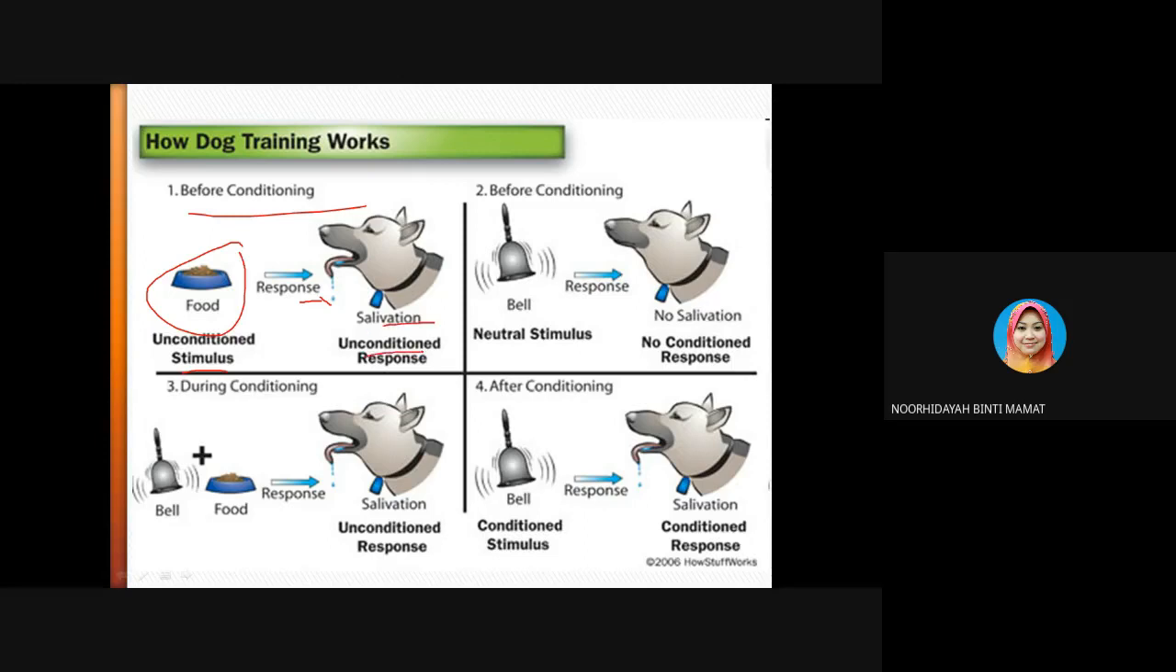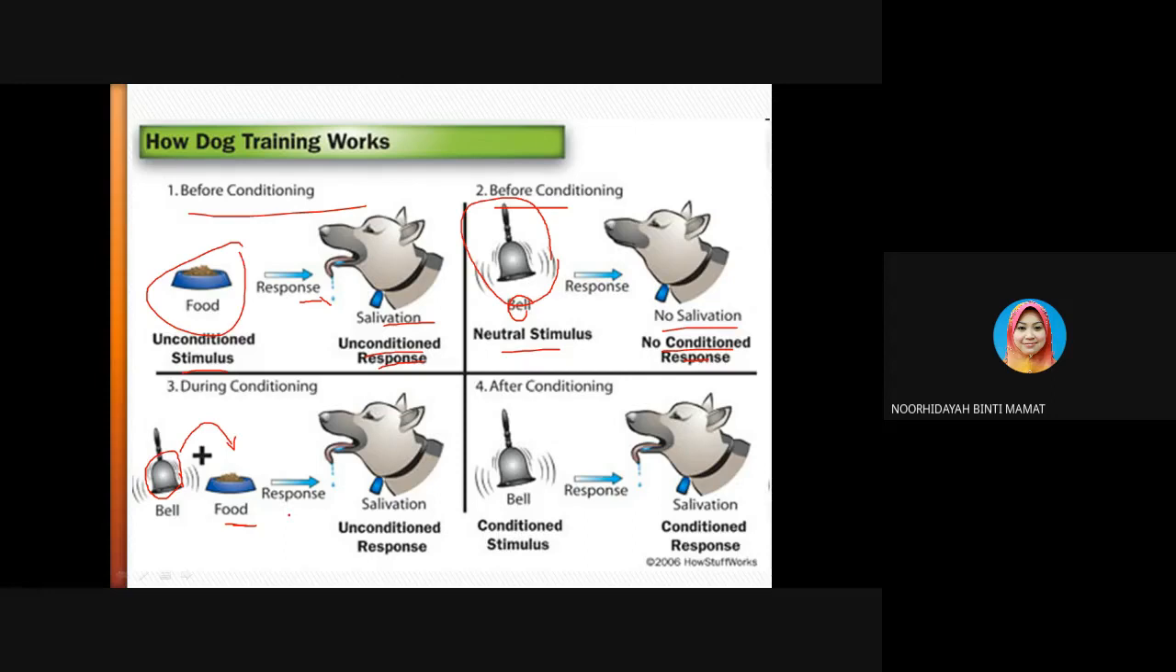Okay, so this is the unconditioned response, and this is before conditioning. Pavlov will ring a bell. The bell is a neutral stimulus that normally won't give any salivation, so there is no conditioned response. But during the experiment, the bell will often be followed by the food.